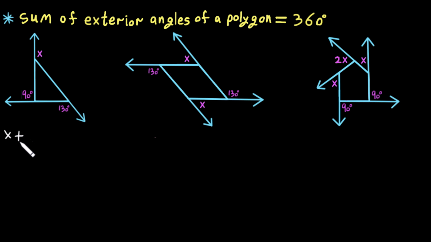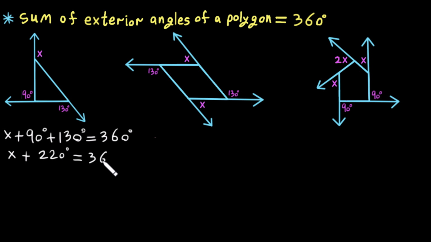So x plus 90 degrees plus 130 degrees, which is equal to 360 degrees. Now we want to find this x. How to find x? We have to sum this first. So x plus 90 degrees plus 130 degrees, which is 220 degrees, equals 360 degrees.